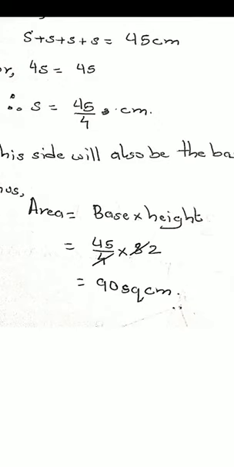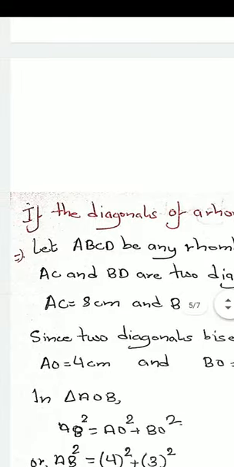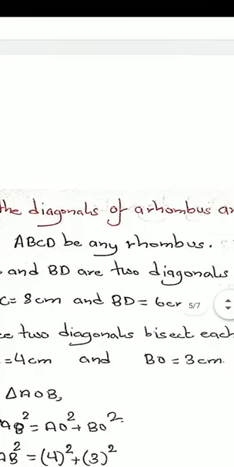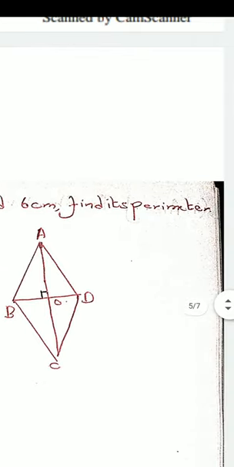Yes. So when I cancel it, I'll get 4 to the 8. So 45 into 2 will become 90 square centimeter. Okay. So let's take one more problem. If the diagonals of a rhombus are 8 centimeter and 6 centimeter, find its perimeter.